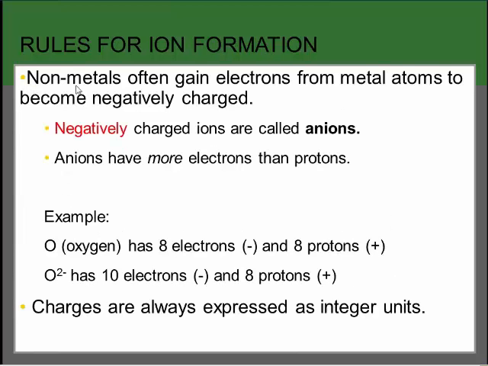On the other hand, nonmetals can often gain electrons from metal atoms and they become negatively charged. Those are called anions. So a negatively charged ion is called an anion. And anions have more electrons than protons because they have a negative charge.